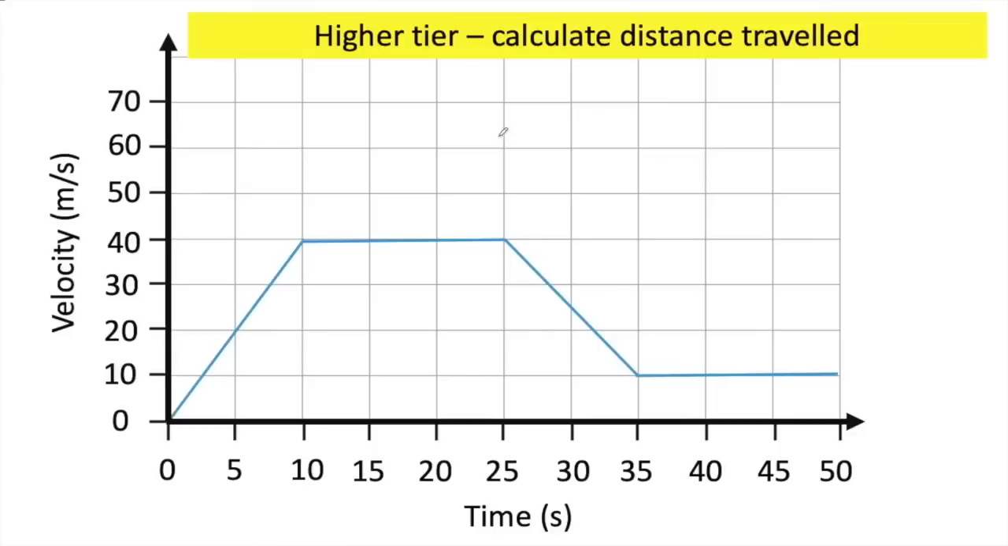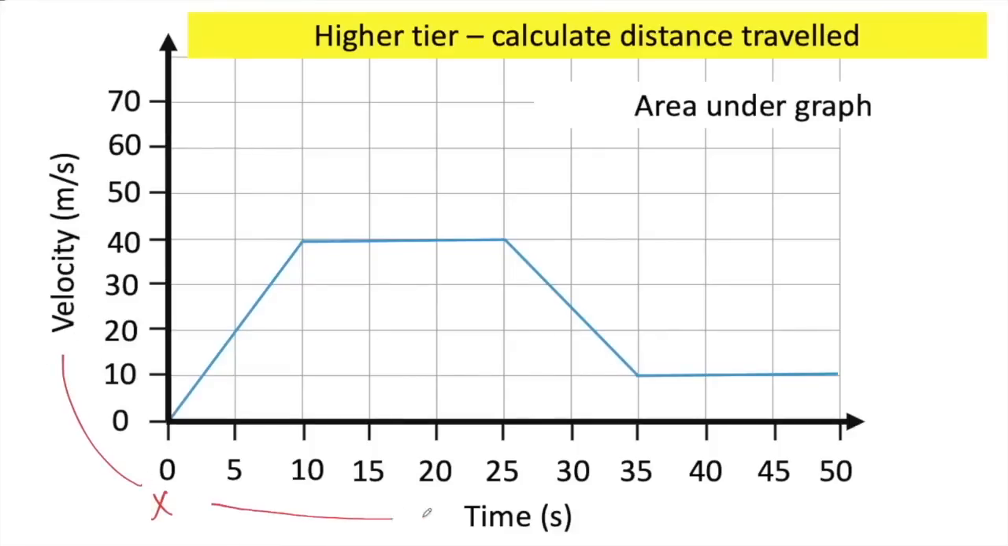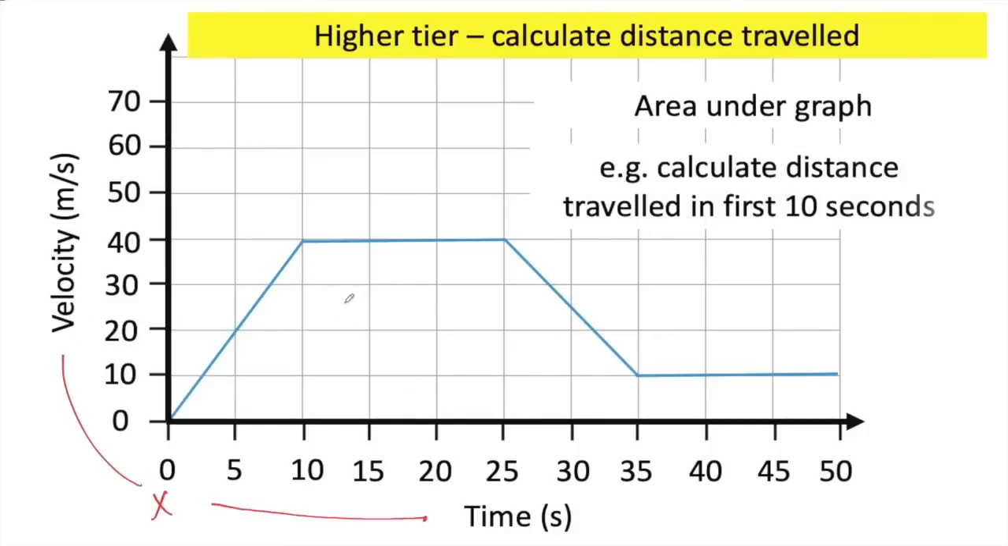For higher tier, you might actually have to calculate the distance travelled on a velocity time graph, and to do this you calculate the area under a graph, because essentially you're using the equation distance travelled equals velocity multiplied by time. And if, for example, we're asked to calculate the distance travelled in the first 10 seconds, this would be the area of the graph we are looking at, but we need to calculate the area just under the graph, this shaded region here. So if we take some values from this graph, we're going to calculate the area.